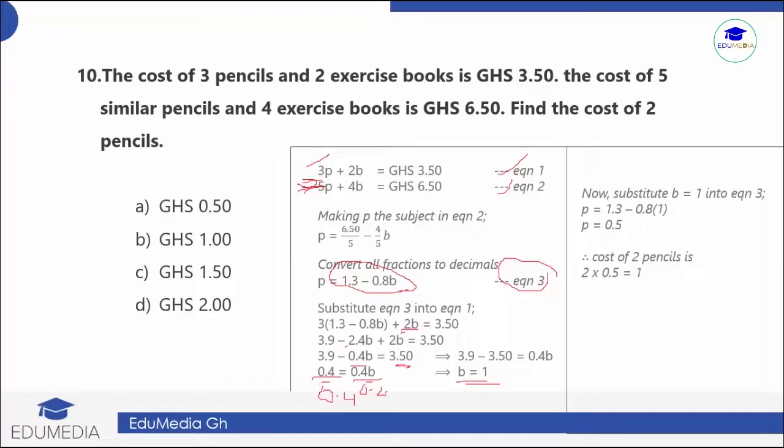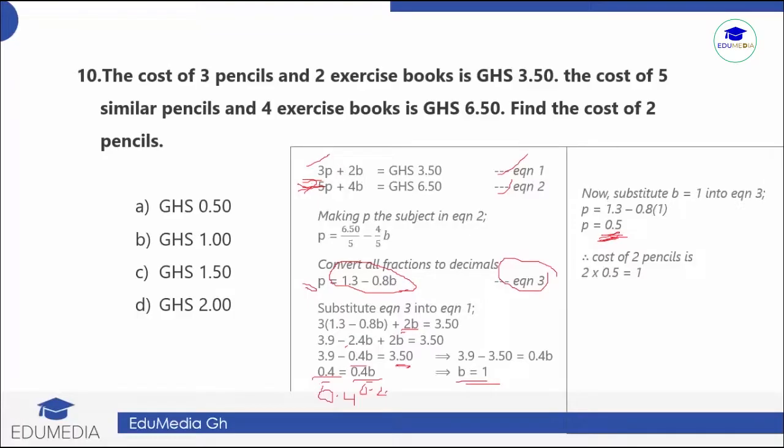All right, we're not looking for that, but since we've been able to get b, we can substitute that into equation 3, for us to get the cost of a pencil. So when you put it in equation 3, it is 1.3 minus 0.8 times b, which is the book. So now we represent b with 1, so times 1, so that gives us 0.5.